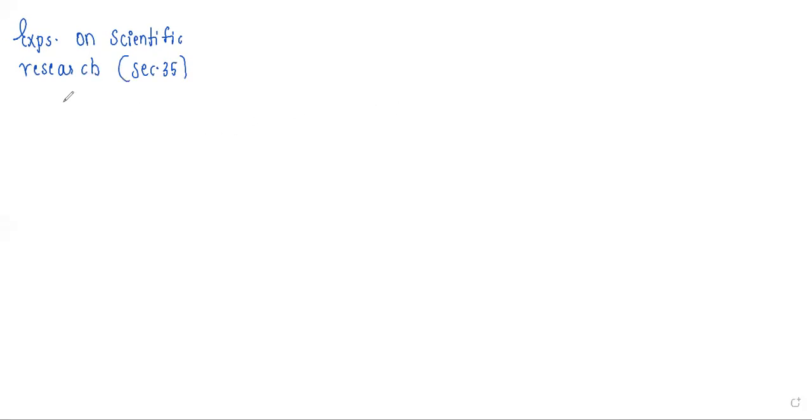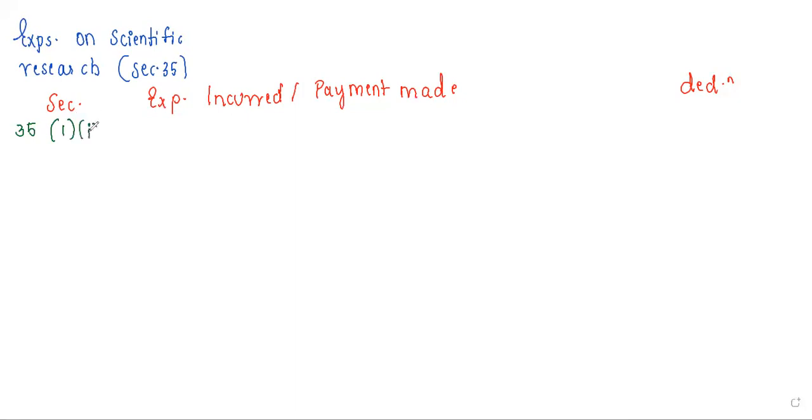So here, the very first thing, make 3 columns. The first column is your section. The second column is expenditure incurred or payment made, and the third one is deduction. Okay, so here we'll go one by one. The very first one, section 35, subsection 1 and the 1. Under this, the expenses and related to that what is the deduction amount, we'll see here.